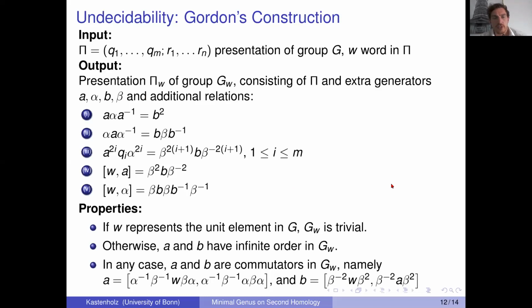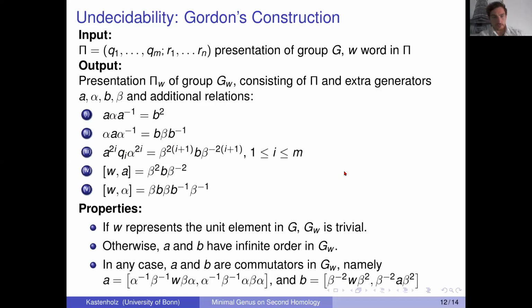And what is important about this is the following three properties. Well, if W represents the unit element in G, then G_W is trivial. And this can be checked quite easily from these 5 relations. So for example, if W is trivial, then these 2 commutators are trivial. So you get that B is trivial. And from this, you get that beta is trivial. And plugging these 2 into these equations gives you that alpha and A are trivial. And from that, you can conclude that actually pi is trivial. So all generators are trivial. So the group is trivial.